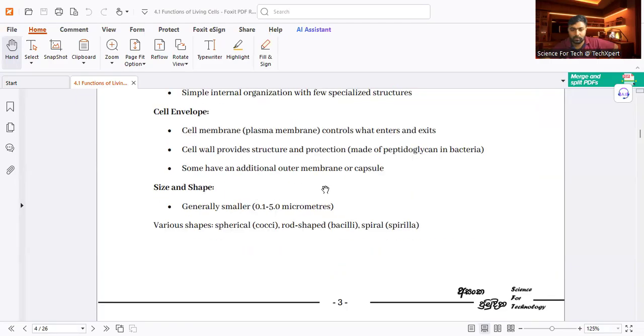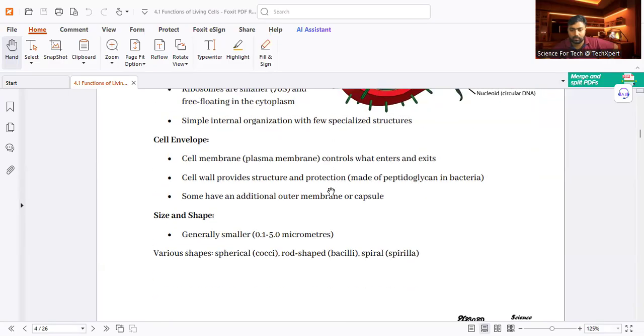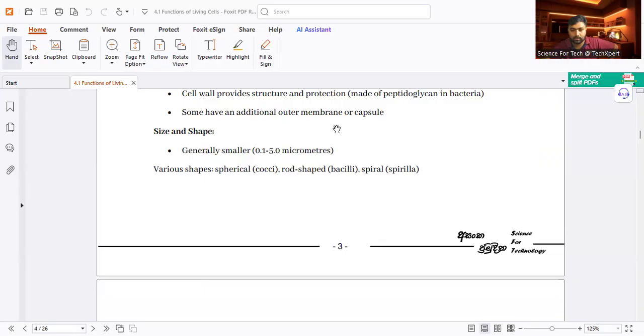Then some have an additional outer membrane or capsule. That is important. I will talk about this in the bacteria section also. Actually, this helps them stay within unfavorable conditions.